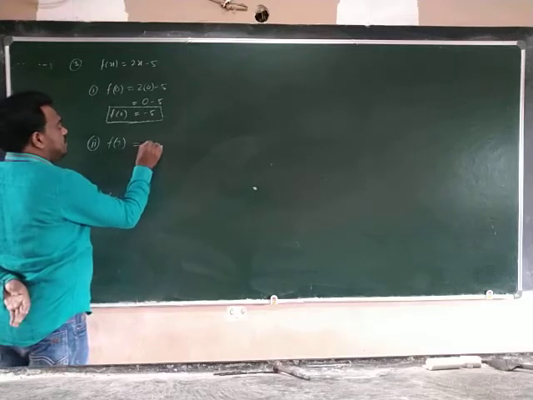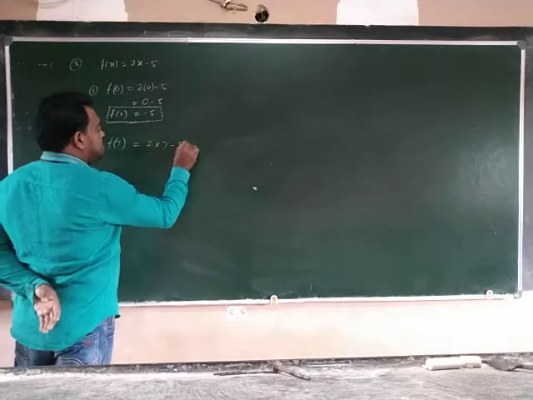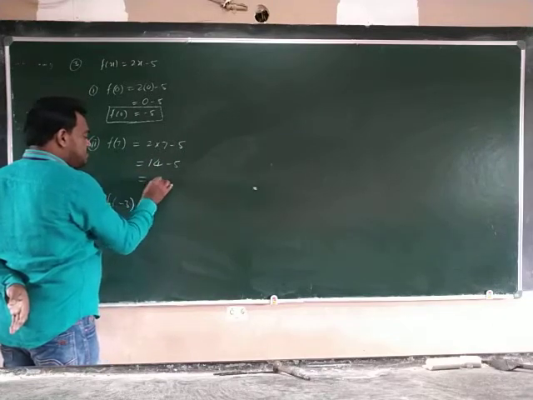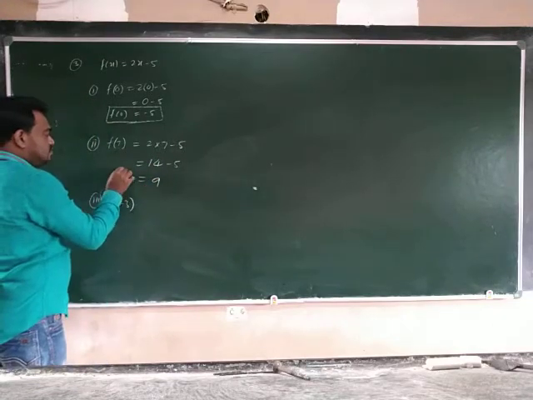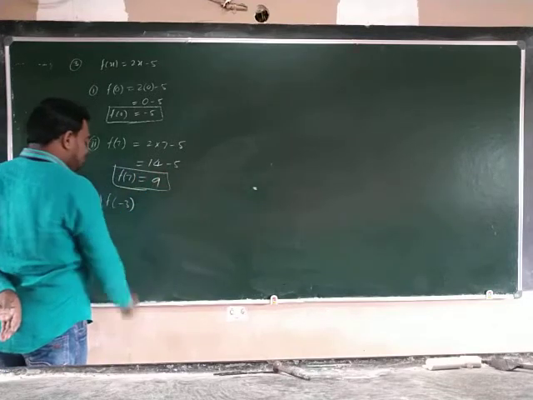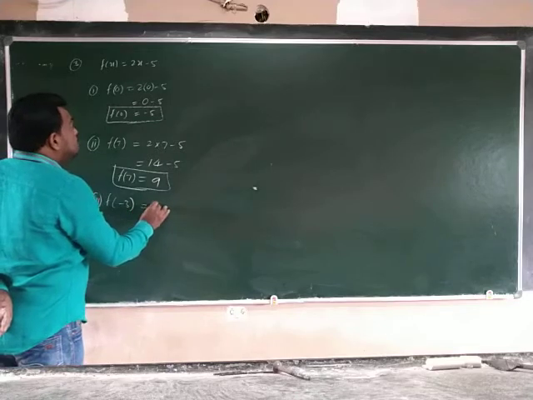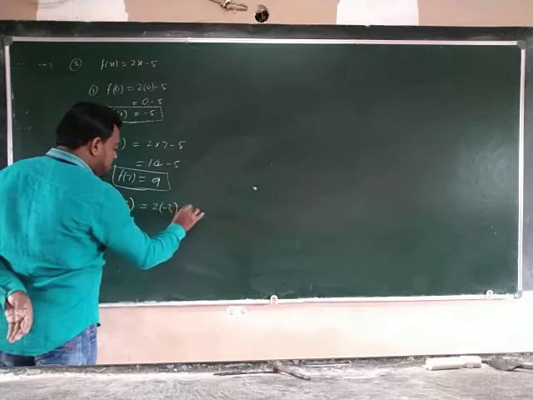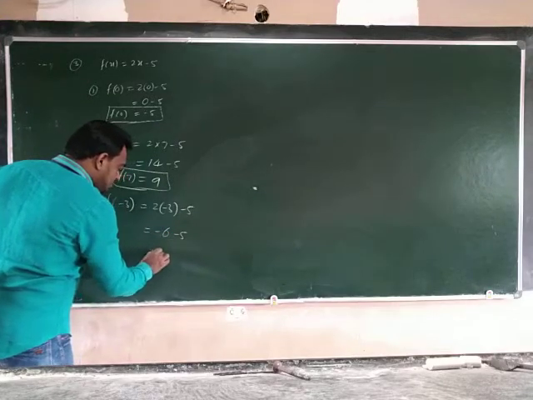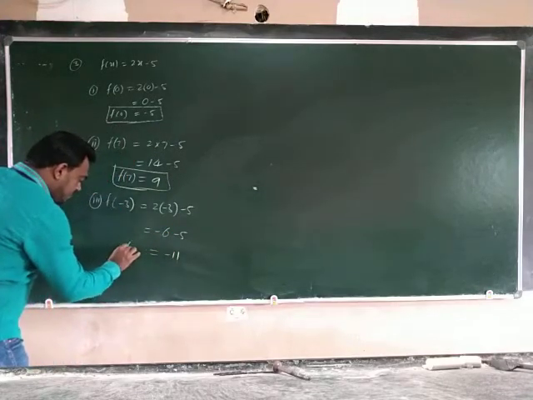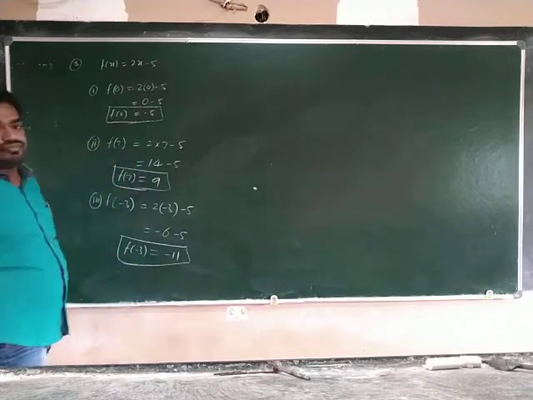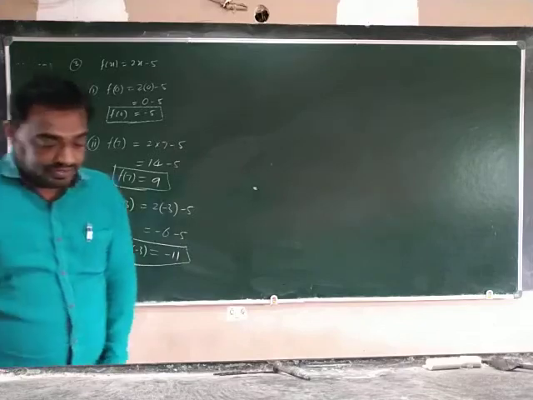Now f of 7: 2 into 7 minus 5, this is equal to 14 minus 5, which is 9. So f of 7 is 9. f of minus 3: 2 into minus 3 minus 5, this is equal to minus 6 minus 5, which is minus 11. So f of minus 3 is equal to minus 11. This is the answer, a simple one.